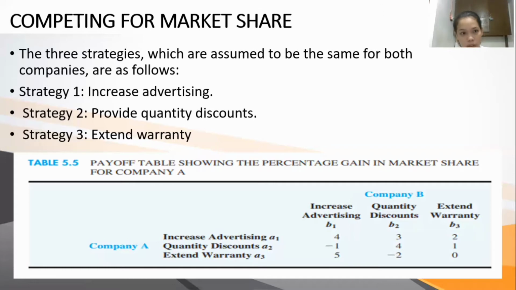So the logic of this game theory is that both companies have the same information.